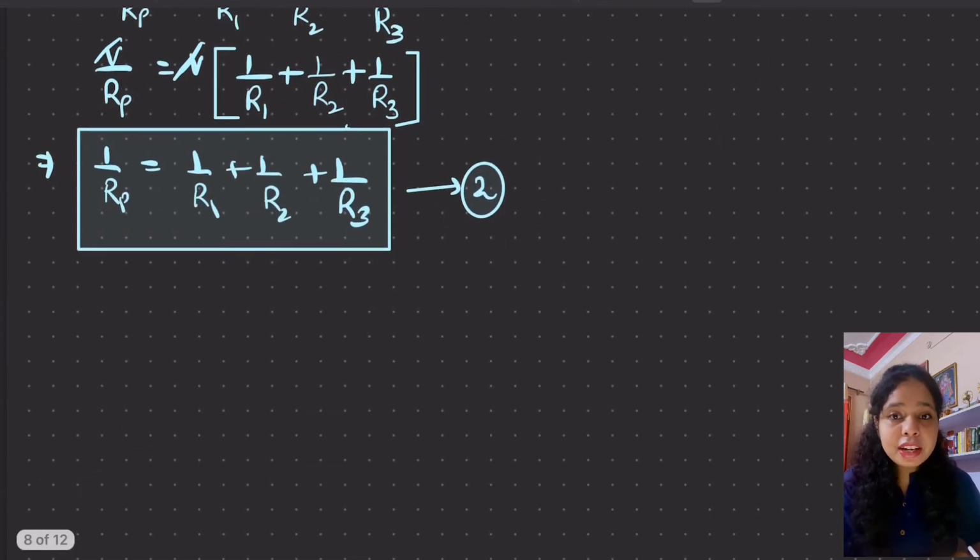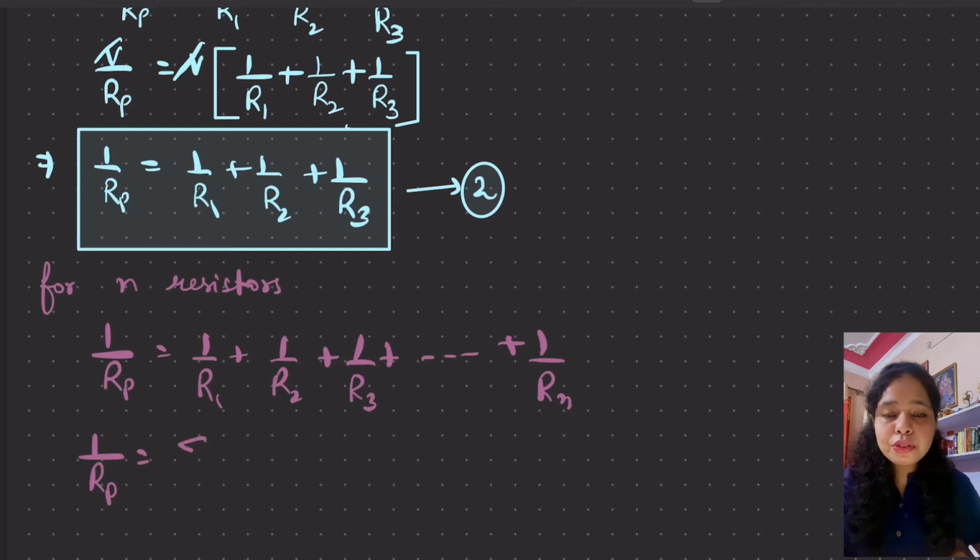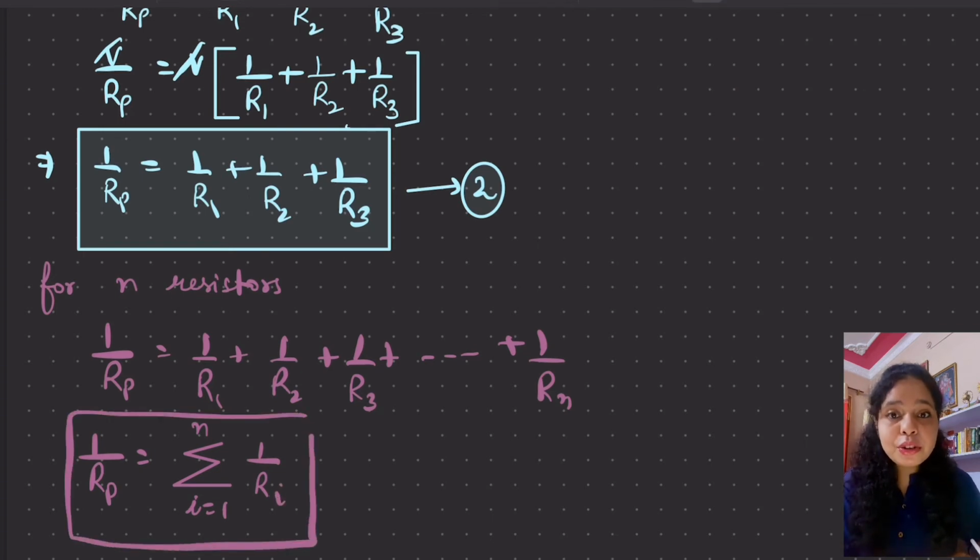Now if we are having n number of resistors connected in parallel, then we can say 1 upon RP is equal to 1 upon R1 plus 1 upon R2 plus 1 upon R3 plus and so on, 1 upon Rn. And if we want to write this expression in a general form, we can write it as 1 upon RP is equal to summation i is equal to 1 to n, 1 upon R subscript i. So i is changing its value from 1 to n. So this is the expression for the resistors connected in parallel.